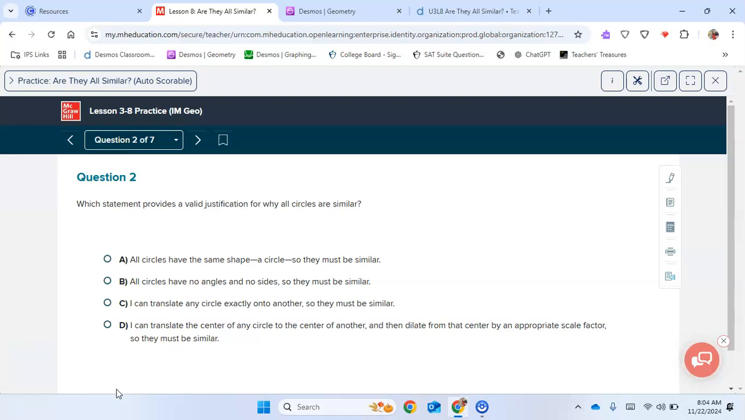Question 2. Which statement provides a valid justification for why all circles are similar? All circles are similar because you can translate and then dilate them, and then they'll be congruent. I can translate the center of any circle to the center of another and then dilate from that center by an appropriate scale factor, so they must be similar.